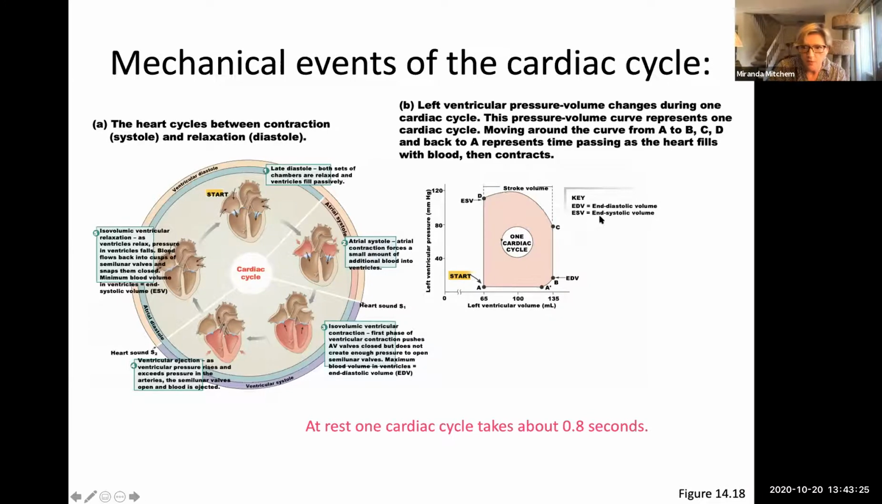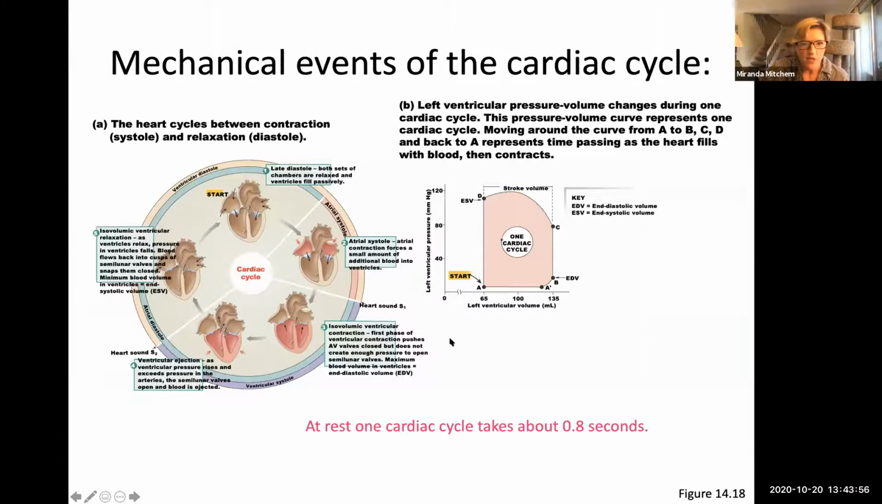So we've got a couple terms we haven't talked about. We have an end diastolic volume and an end systolic volume. And the end diastolic volume is equal to the blood in the ventricles during this isovolemic ventricular contraction. And then our end systolic volume is at this part of the figure in the cardiac cycle.